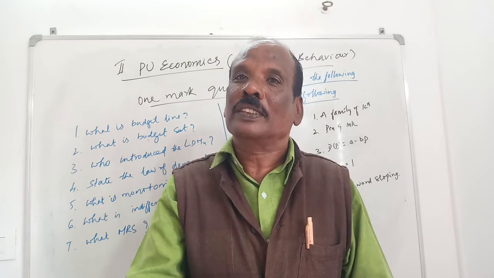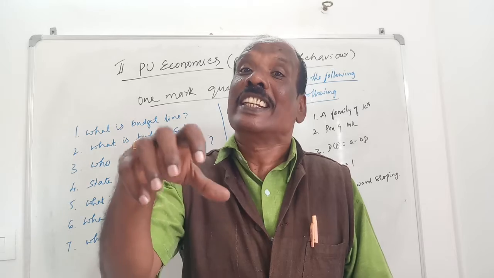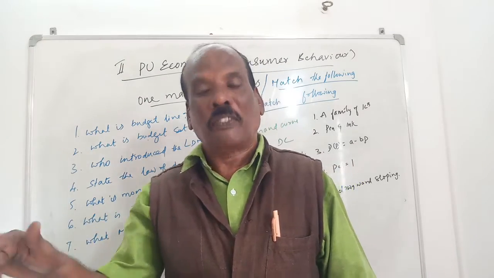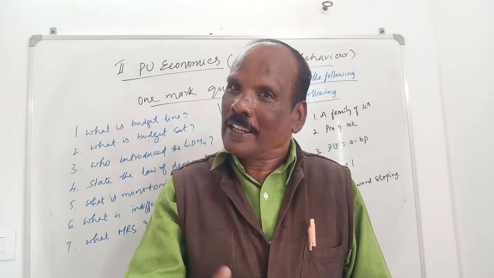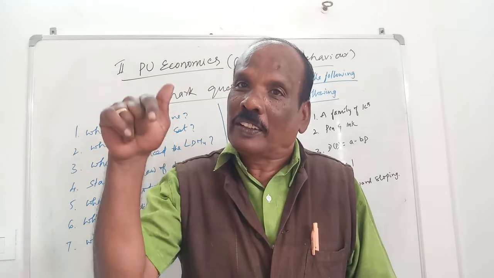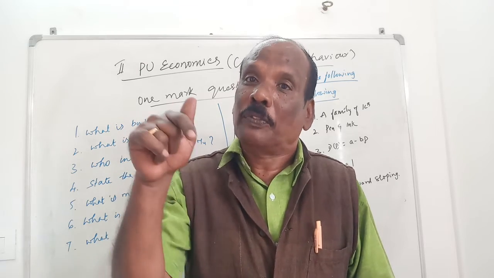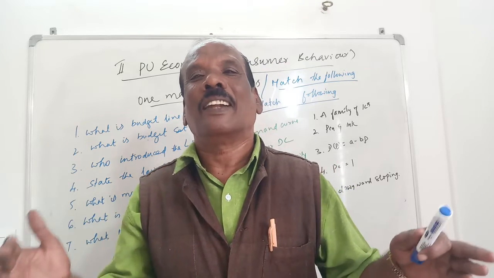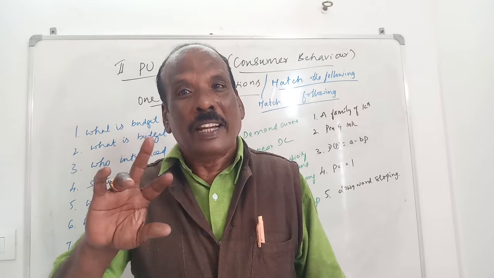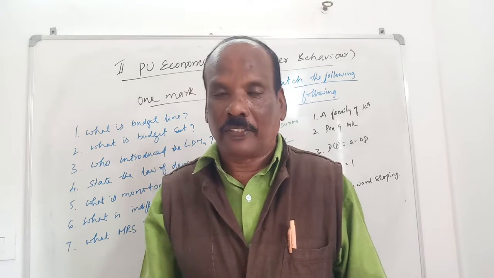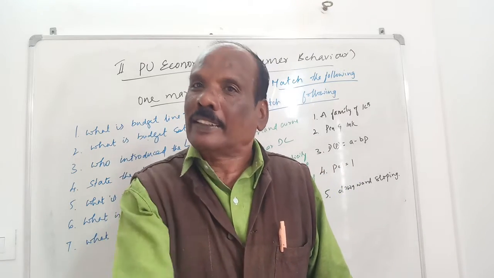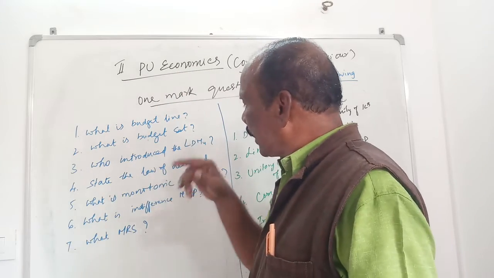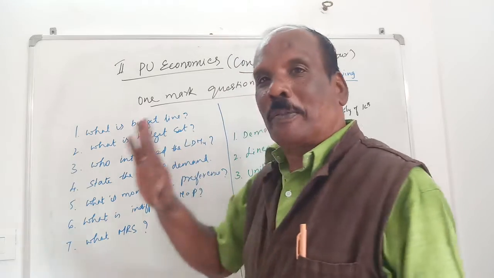Okay. What is monotonic preference? Preferring that combination of two goods which yields the highest level of satisfaction is called monotonic preference. So a rational consumer intends to prefer a combination of two goods which yields him the highest level of satisfaction. It is a mental state of mind, that is monotonic preference.